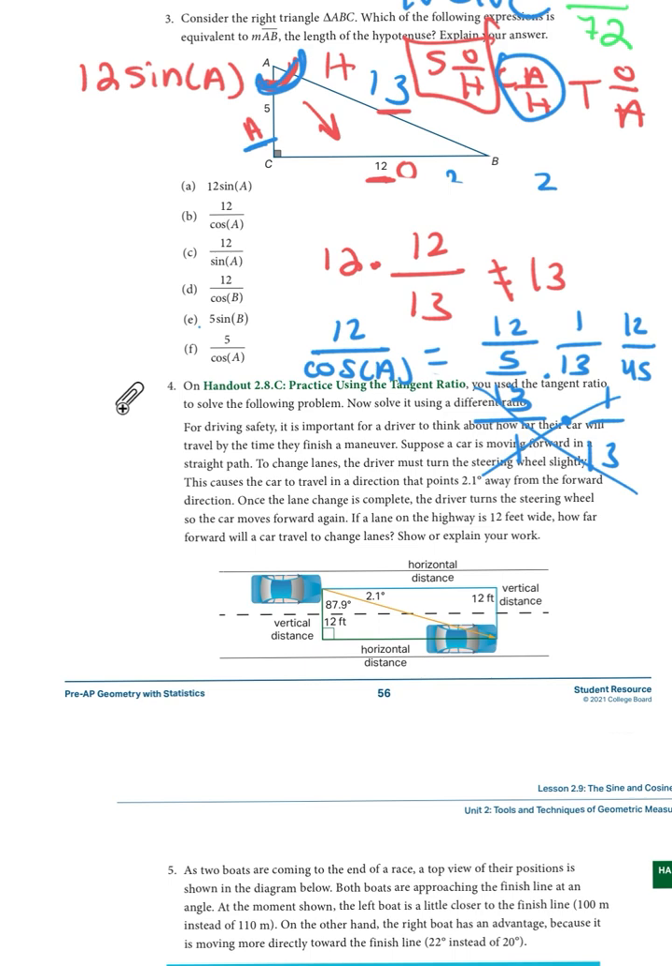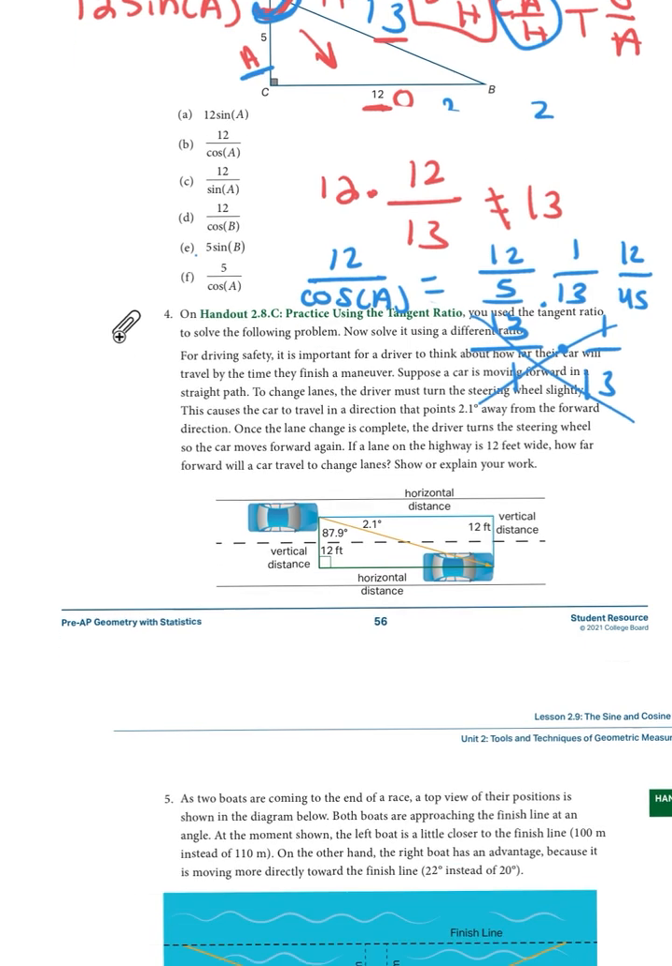And 12 over 45 is not equal to 13. So once again, this does not work. So, yeah, that does not work. So, I don't know, try C, D, E, and F and see if any of those, whenever you simplify it, give you 13, and that's going to be your answer.